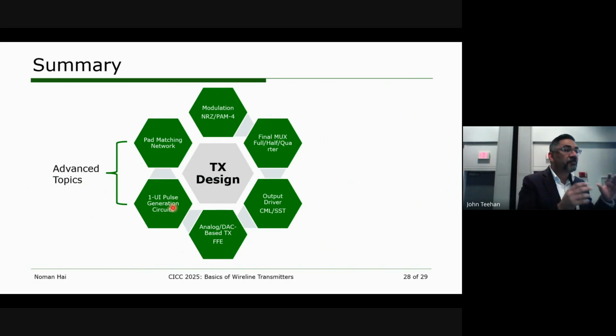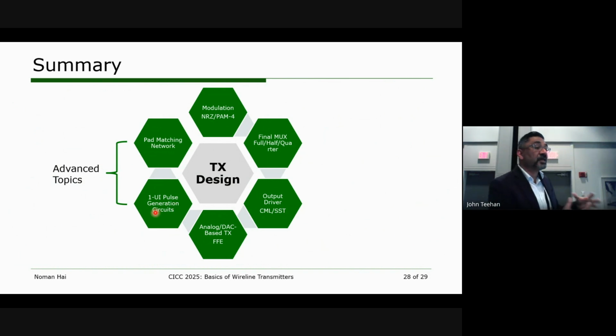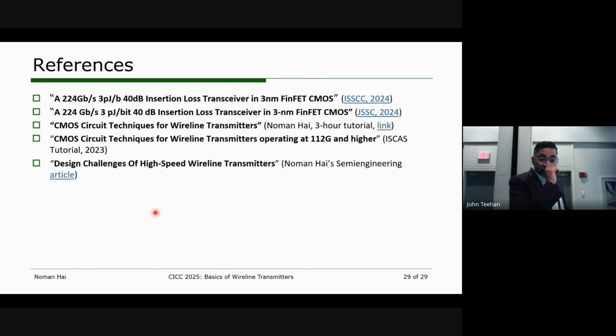You will see that the 1 UI pulse generator circuits are one of the most important blocks. They are the most important building blocks to make things better for the next generation of transmitters. If you want to do research, this is one of the best areas of research in transmitters, not only in copper interconnects, but also in optical interconnects as well. These are a few references.